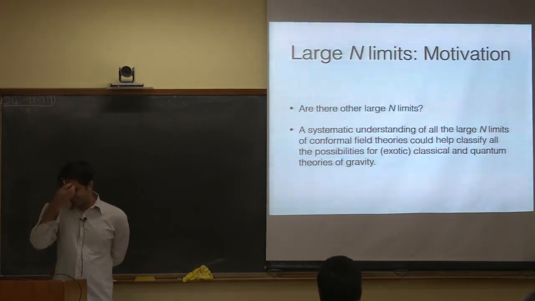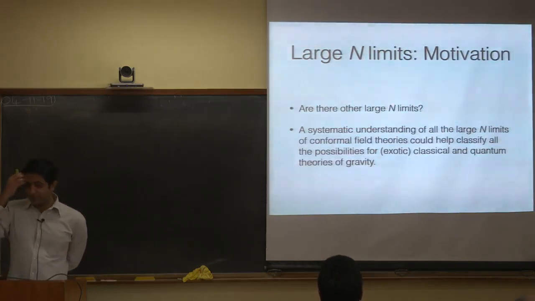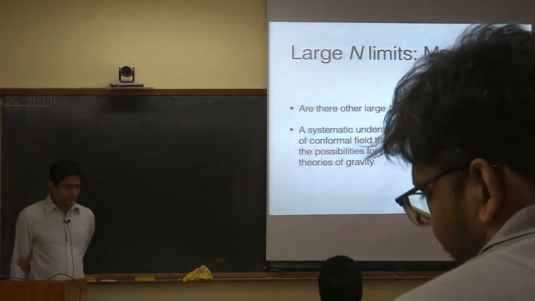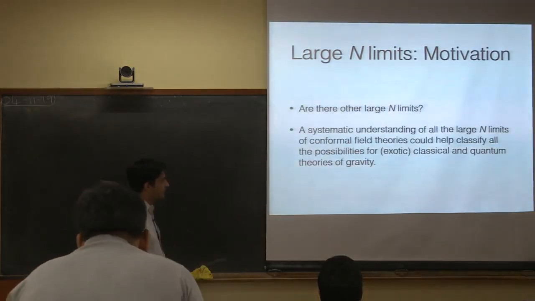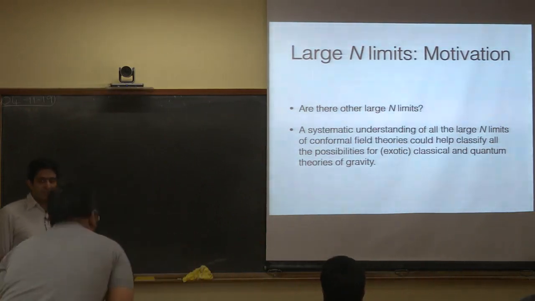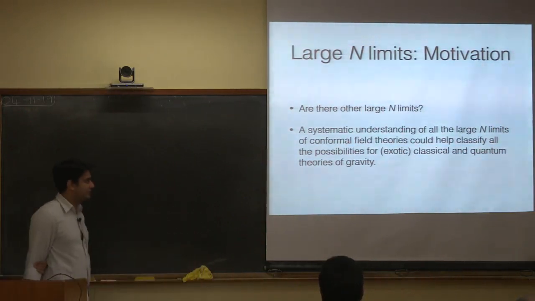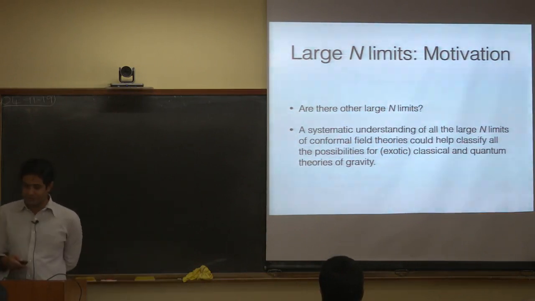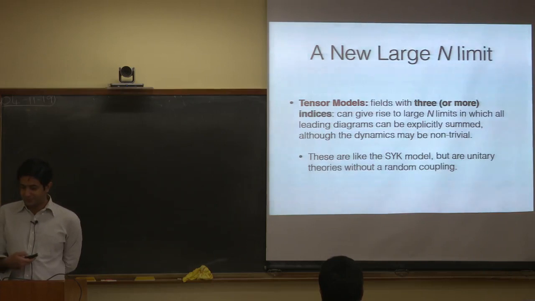The motivation for tensor models is: are there other large n limits besides these, and can we try to systematically understand all the different types of large n limits, which may be interesting for a variety of reasons, maybe not necessarily just this one.